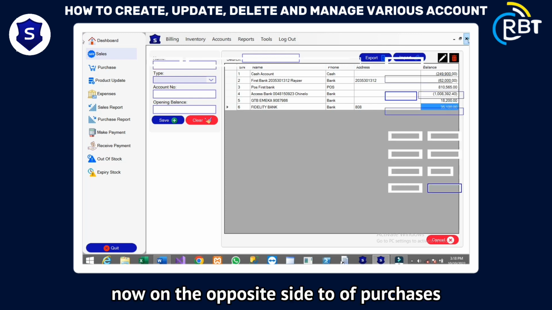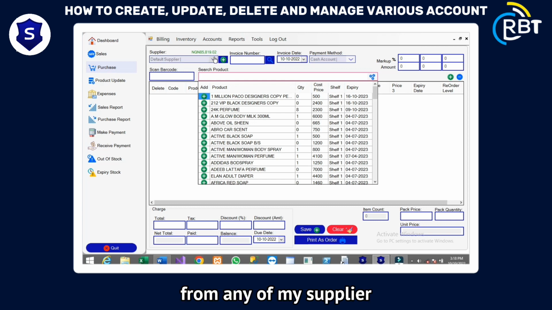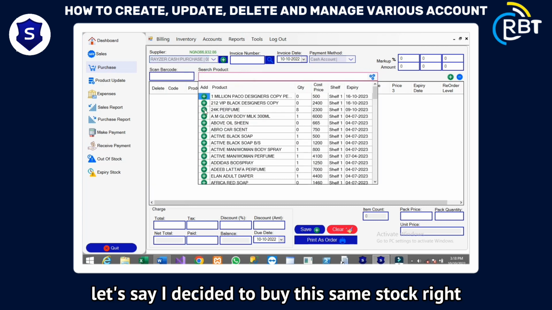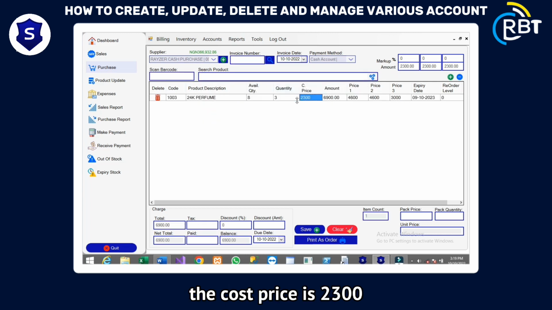Now on the opposite side too, of purchases, let's say I decide to buy stock again from any of my suppliers and I'm paying cash. Let's say I decide to still buy this same stock, right? And I'm buying 3 pieces of it. The cost price is 2,300, so the total price is 6,900.